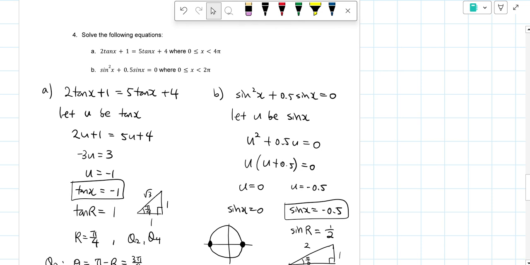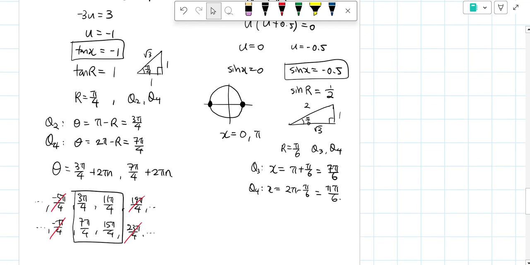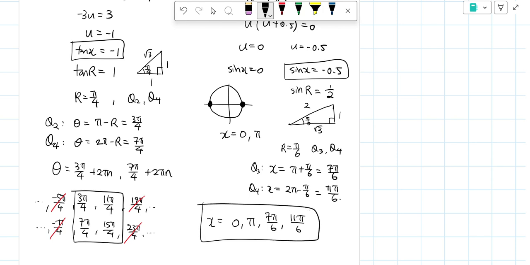Now, the domain of this question was 0 to 2 pi, which is just within one rotation. So I don't think I'll have to do the coterminal angles for this one. So my final answer is x could be 0, pi, 7 pi over 6, 11 pi over 6. The order is kind of weird. So 0, pi, 7 pi over 6, and 11 pi over 6 will be my final answer.